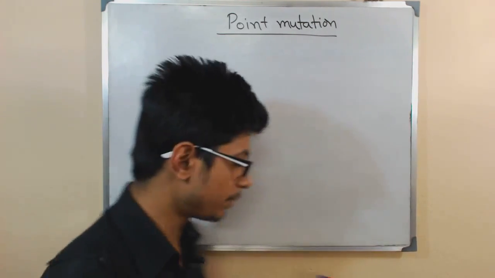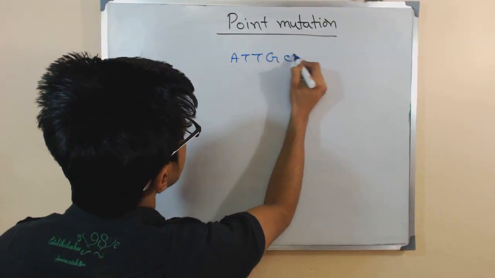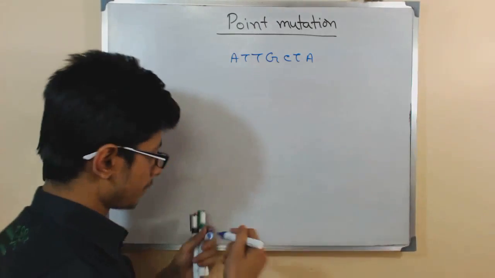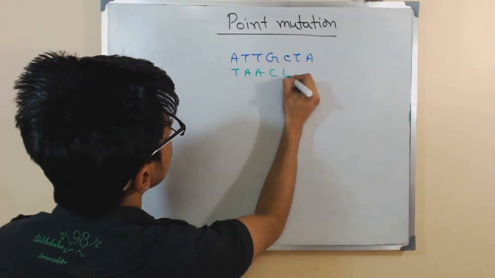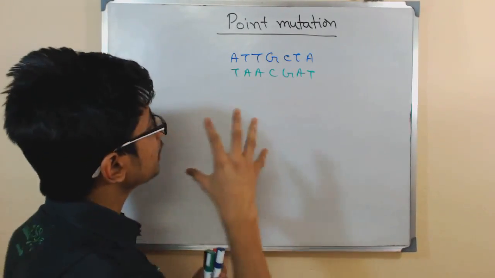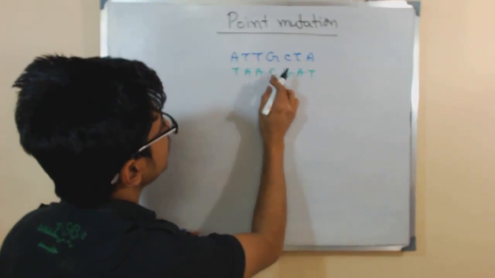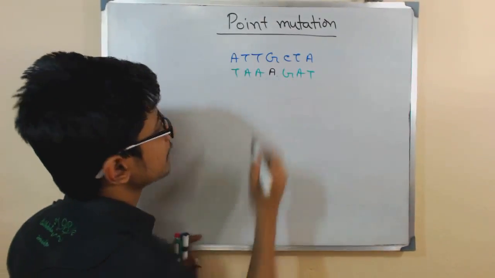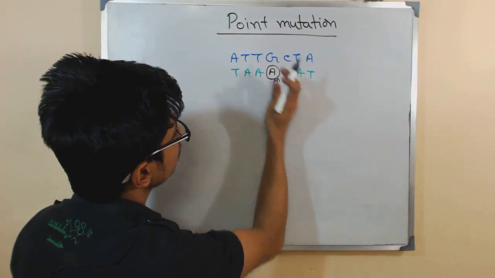different types. For example, if we take an example of a DNA, let's say A, T, T, G, C, T, A, other strand of the DNA should be T, A, C, G, A, T. So this is a DNA, for example. If you look at this DNA, there can be a single mistake. For example, a problem with incorporation. Let's say here they place A instead of C. So here it is a kind of mutation, right?